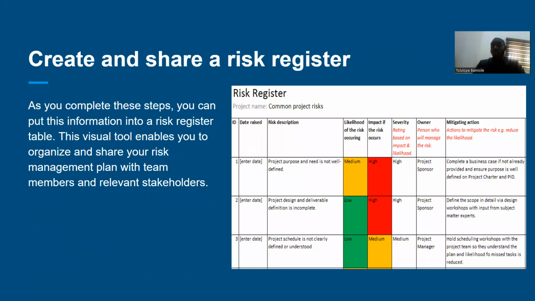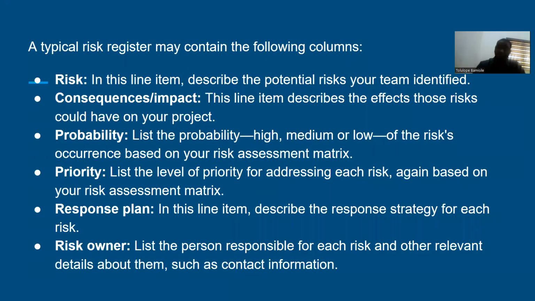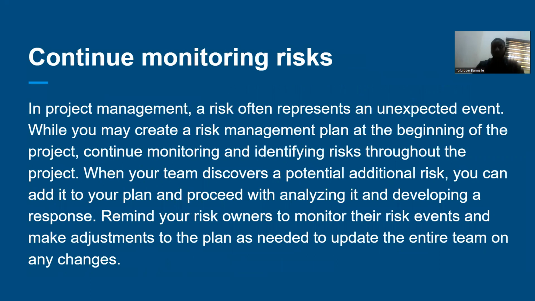Now, after you have done this, you need to create a risk register just to take note of all the risks that you've come across and the people that will face them. So whenever any risk happens, you know the person that is going to fix it from the risk register. The typical risk register contains the risk, consequence or impact, probability, the priority, response plan, and the risk owner.